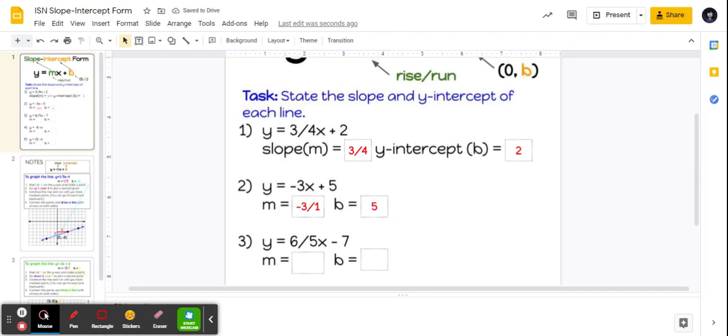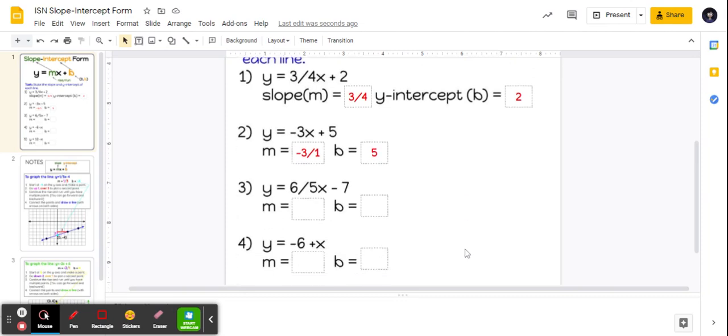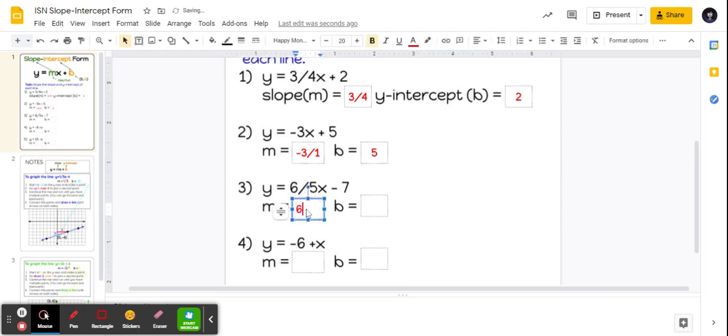All right, looking at number 3. Now would be a good time to pause, do this one, and check back. The m value is in front of the x. Here I have 6/5, so that is my slope: rise 6, run 5.